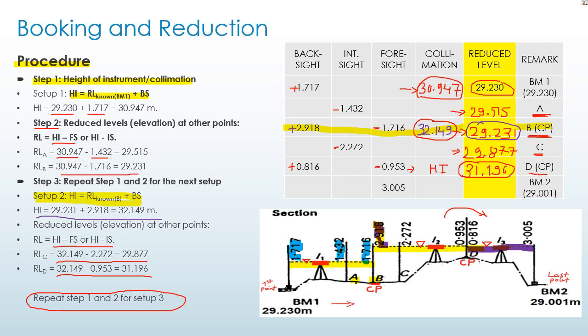And then for benchmark number 2, use the height of instrument here minus the reading at the last point as the benchmark 2. That's going to give you the elevation of benchmark number 2. So then you can compare to the elevation that you have known before. So we have now finished the steps to calculate the reduced level of different points using the height of collimation method.